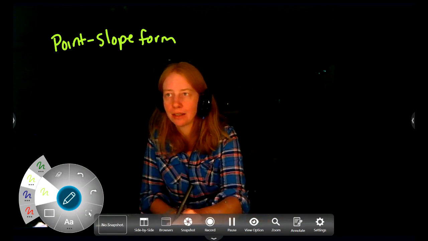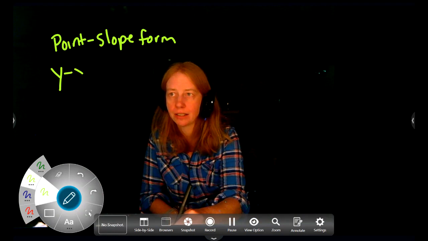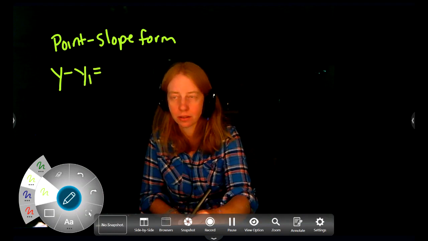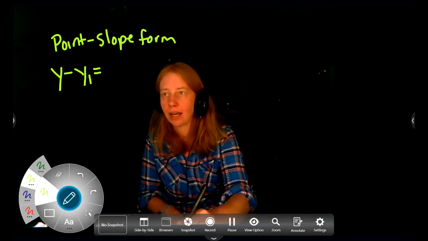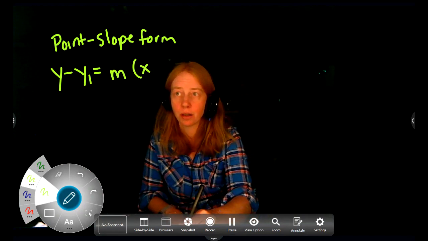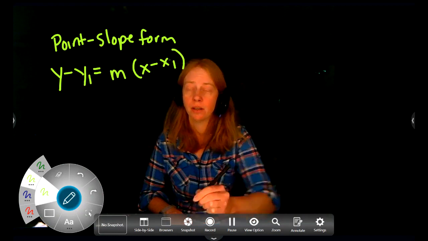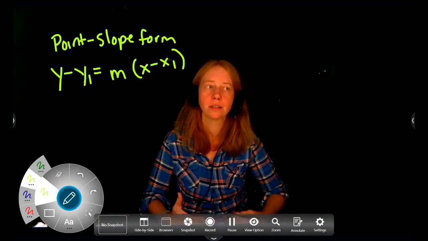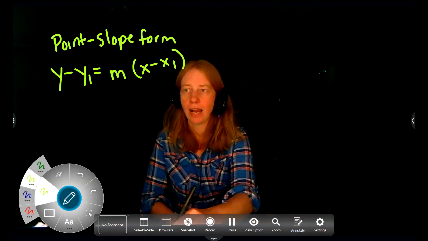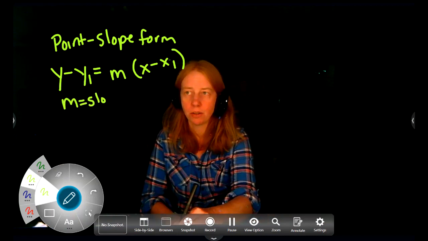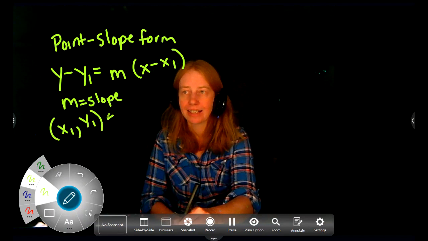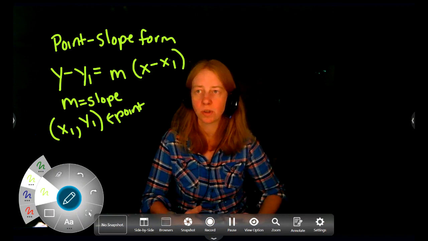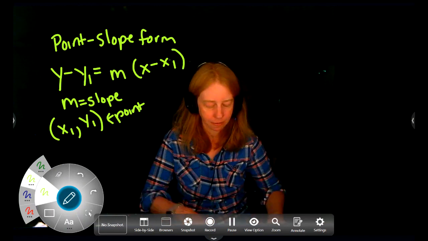So what that looks like is y minus y1 equals m times x minus x1. Okay, so this is point slope form. And so our m is our slope, just like what we've been doing. The new thing here is that the x1, y1, that's an actual point that we know the coordinates of, okay? So we're going to replace those with numbers. We just need to put them in the right place.